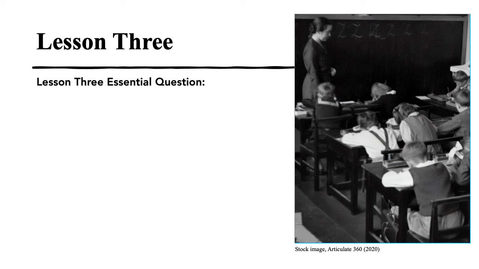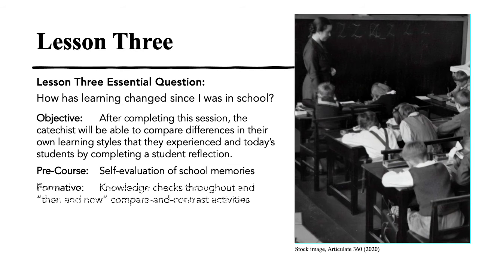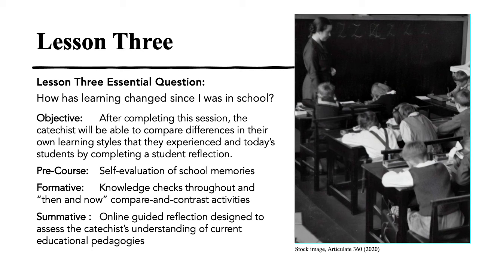After the first 2 lessons, catechists should have a rudimentary understanding of ChristNUS.com and ChristNUS Companion, so let's shift our attention to the classroom. The essential question for Lesson 3 is striving to get the catechist to think how to approach the class. How has learning changed since I was in school? After completing the session, the catechist will be able to compare differences in their own learning styles that they experience with those of today's learners.